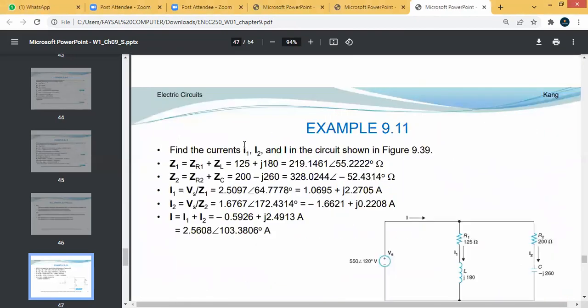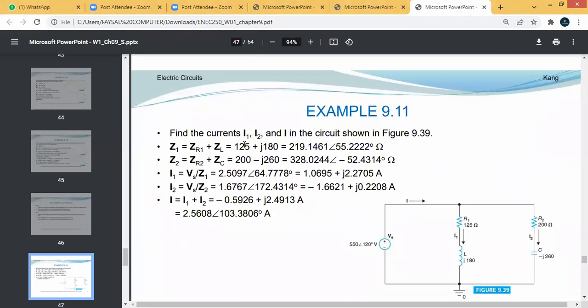Okay, let's move. Yes, example 9.11. Find the currents I1, I2, and I in the circuit below. As we know how to find the value of I, the formula is I equals V, voltage, divided by Z, that is my impedance.